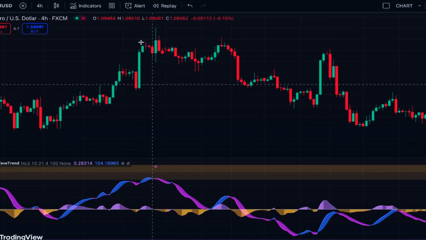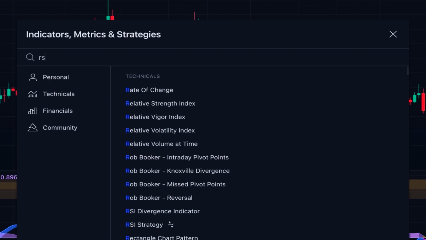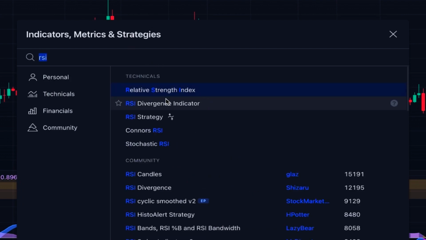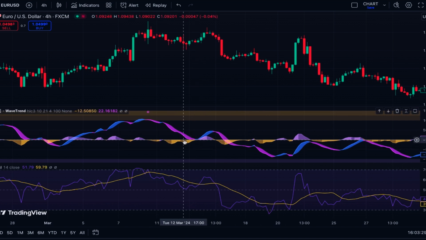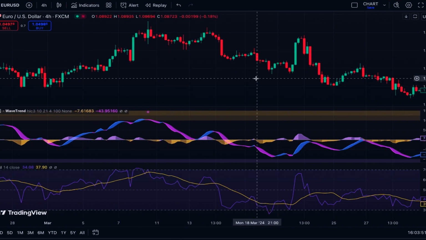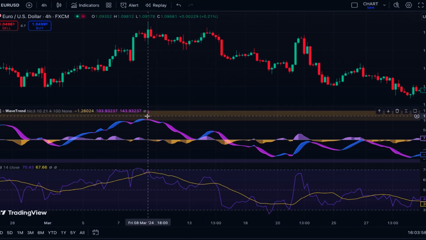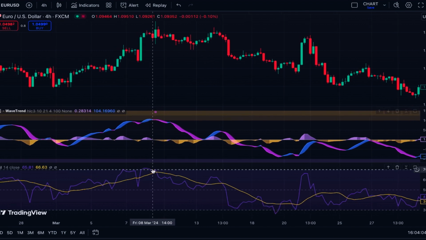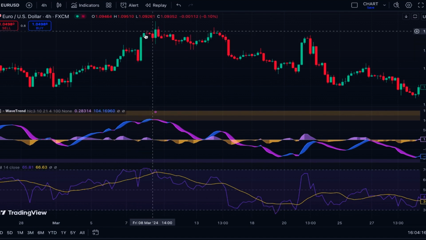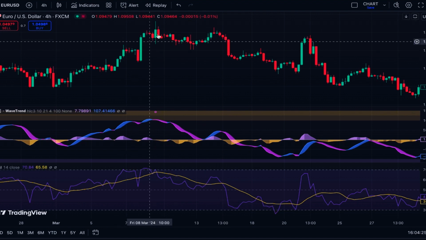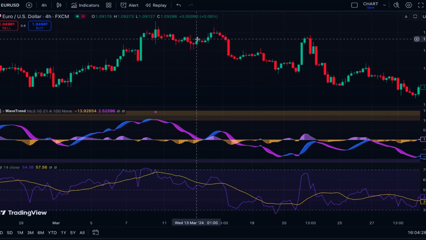For this purpose, here we click on indicators and we search RSI, this one, relative strength index, and we use a mix of RSI and this indicator and also price action analysis. Whenever we have a reversal signal from this indicator, in RSI at the same time or before that, we should have a divergence. For example, here you can see that the price made a higher high, but RSI made a lower high. This is a bearish divergence, telling us that the upside momentum is weakening and downside momentum is gaining strength.